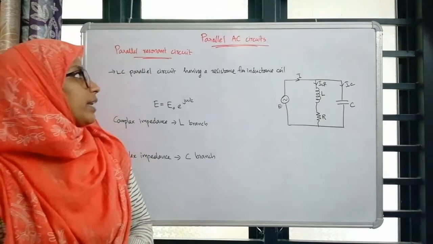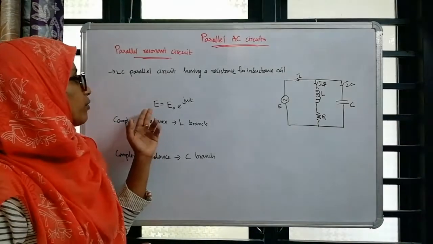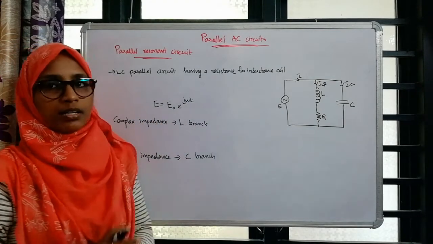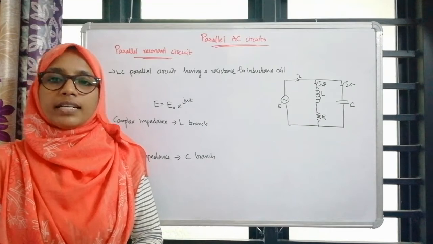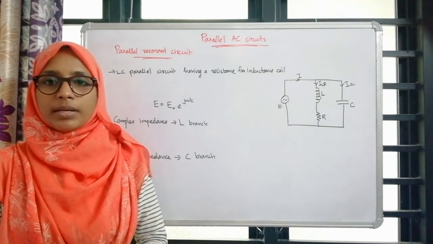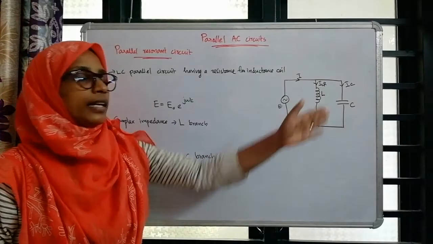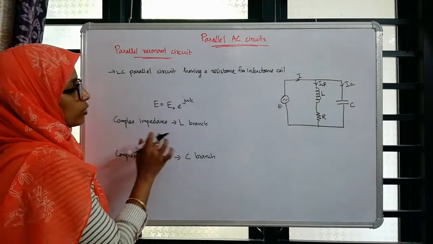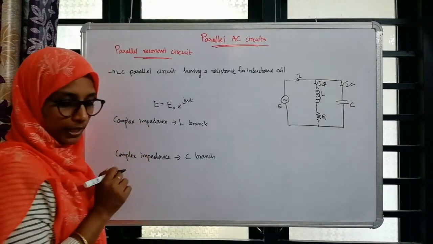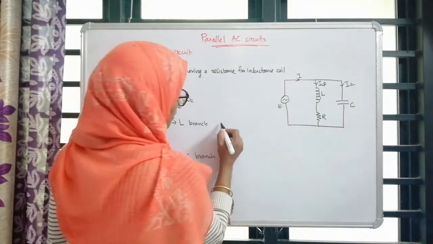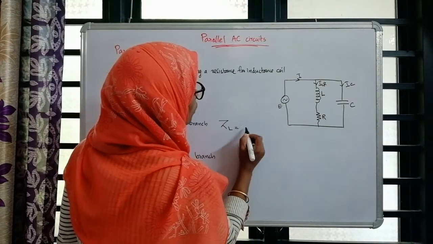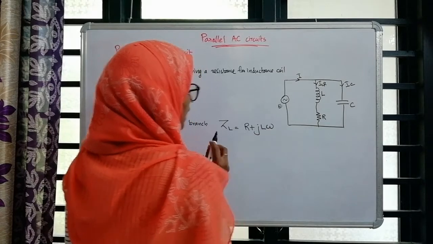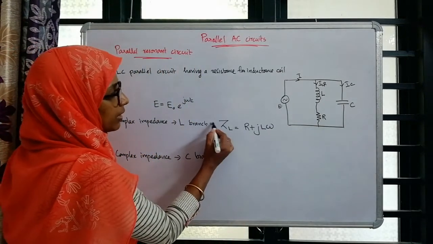Now we can explain the sinusoidal representation of applied EMF as E is equal to E0 e raised to j omega t. We are deriving this from the complex impedances across the inductance and across the capacitance. Thus the complex impedance across the L branch can be obtained as ZL is equal to R plus j into L omega.